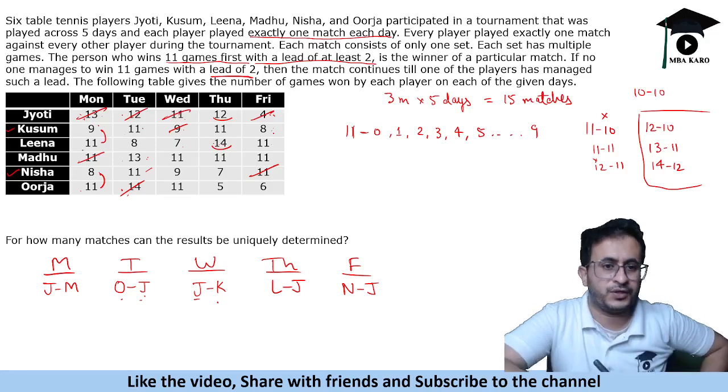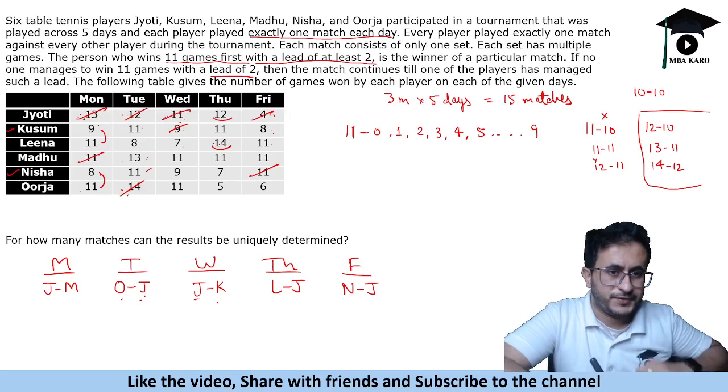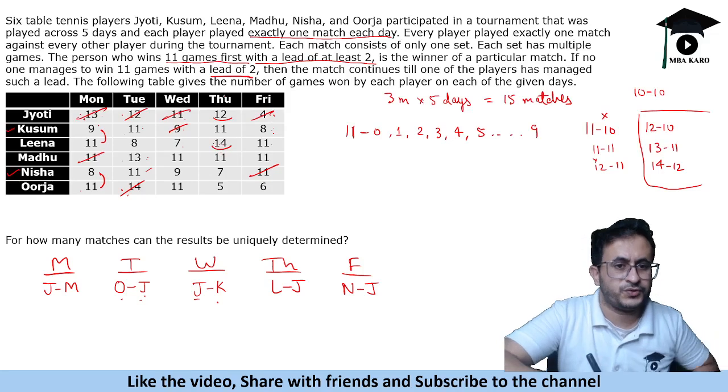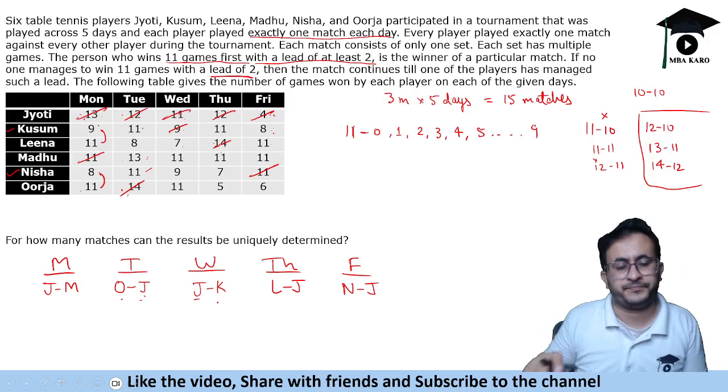Okay, so first day it is Jyoti versus Madhu. Okay, then Urja versus Jyoti. Right. Wednesday Jyoti versus Kusum. Then we have Leena versus Jyoti, and then on the final day we have Nisha versus Jyoti. Okay, so these are the 5 matches of Jyoti that are done.